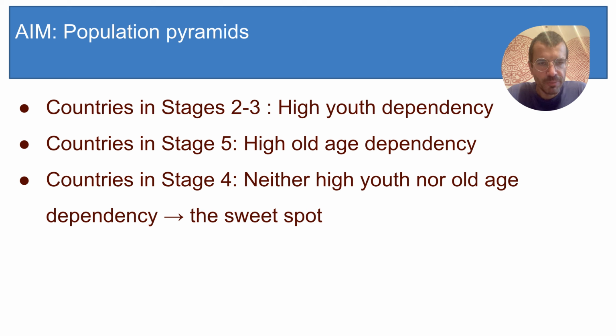Stage 4 is the sweet spot, where both child and old age dependency is low. This is the stage where total fertility rates are about 2.1, the magic number for replacement level. And a good example is the US.